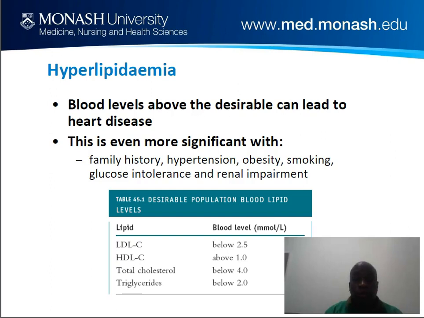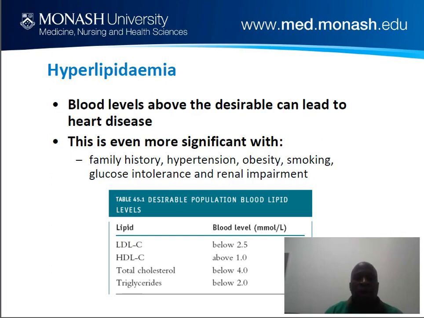Now, below is the table that shows the standard levels of each of the lipid components in blood. Firstly, on top we have LDL. Basically, it stands for low density lipoprotein cholesterol, and in the blood, it must be below 2.5 millimolar per liter. If that is below 2.5 millimolar, it indicates that the person is in good health.